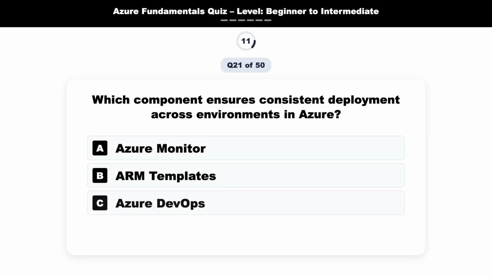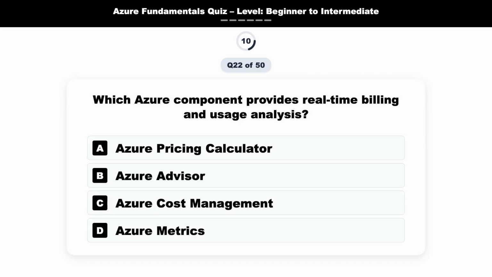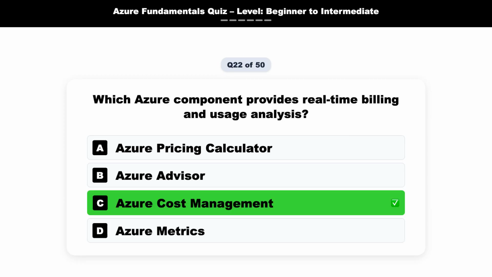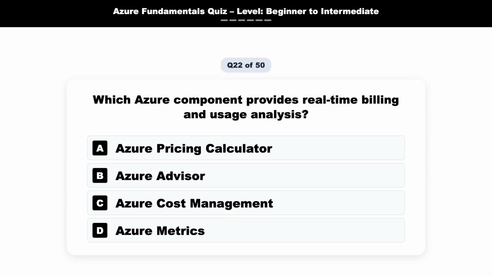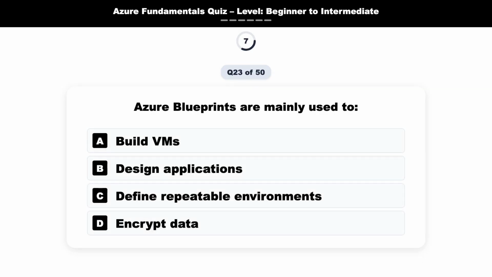Question 21. Which component ensures consistent deployment across environments in Azure? Question 22. Which Azure component provides real-time billing and usage analysis? Question 23. Azure blueprints are mainly used to what?